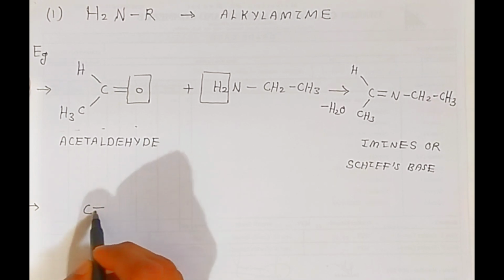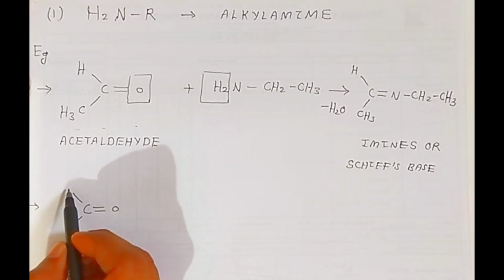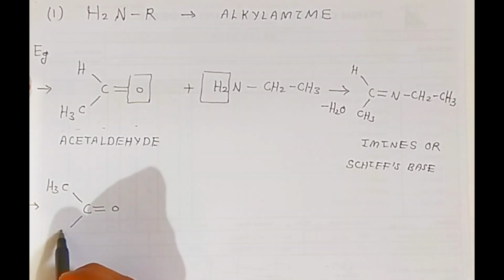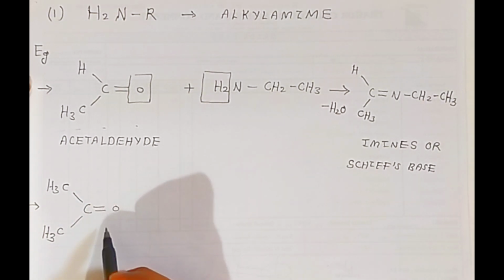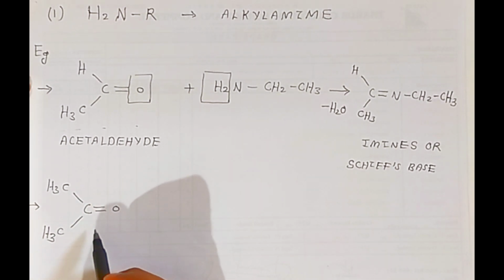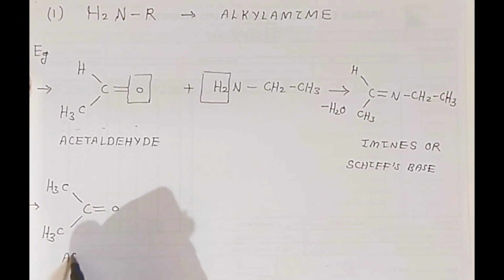The same thing happens when you take a ketone. This is the carbonyl, students, where both valencies of this carbon are replaced with methyl groups. So which type of ketone is this, students? This is acetone.